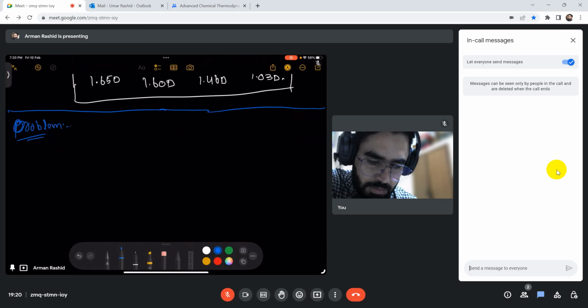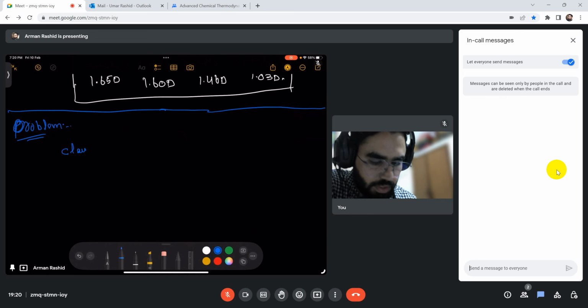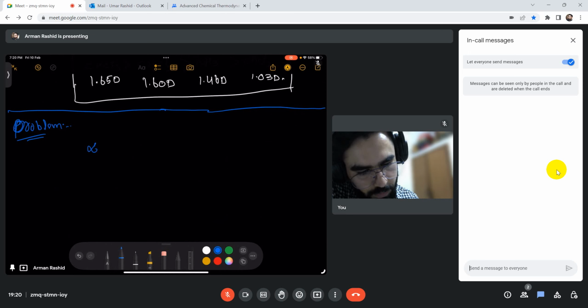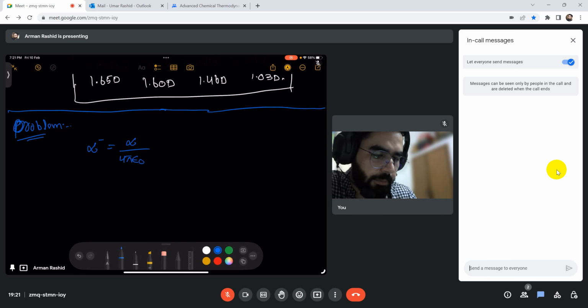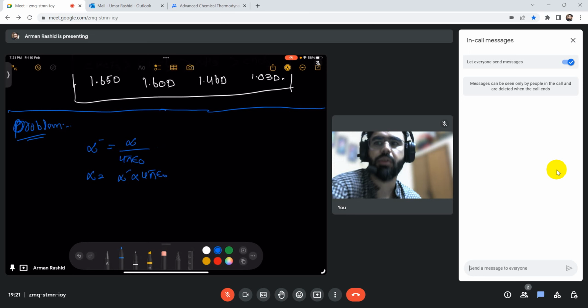Now let us use it. First we'll write: polarizability volume is given by polarizability divided by 4 pi epsilon naught, and that means alpha is equivalent to polarizability volume multiplied by 4 pi epsilon 0.